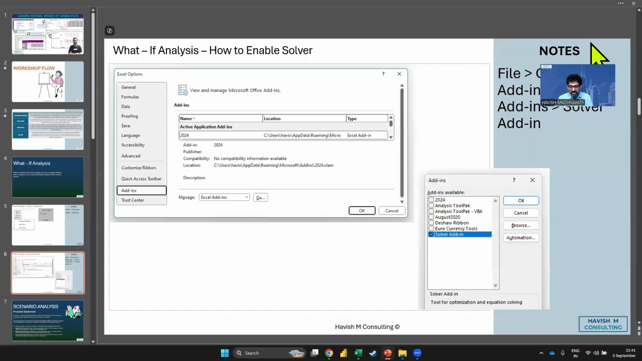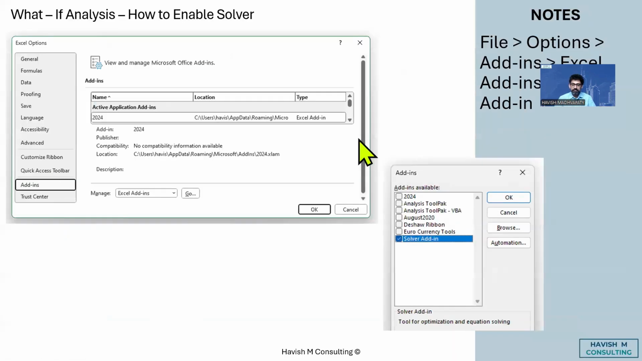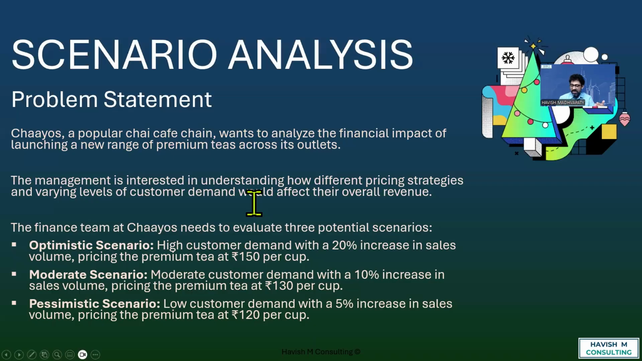Now the problem statement is this. Let's not hurry into the solution; let's understand what the problem is. Chayo's, a popular chain, wants to analyze the financial impact of launching a new range of premium teas across its various outlets. Management wants to understand how they can work with different pricing strategies, which means the customer demand would vary depending on the pricing you opt for, and that will impact their overall top line. So there are three potential scenarios that we are looking at.